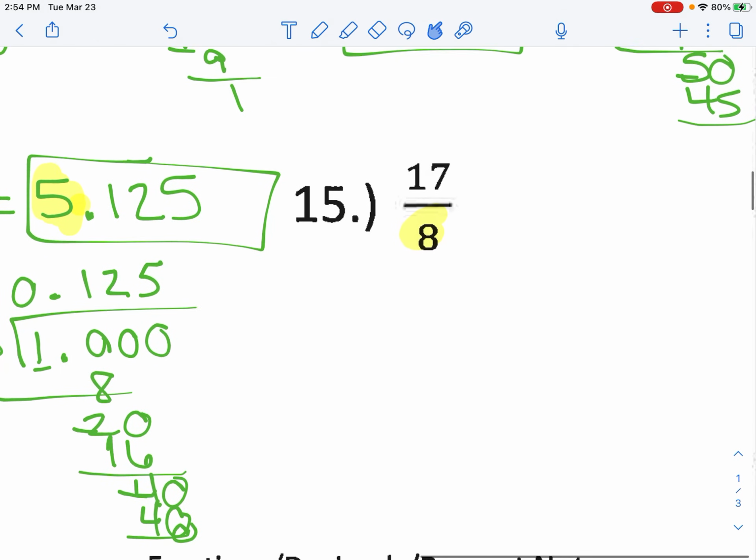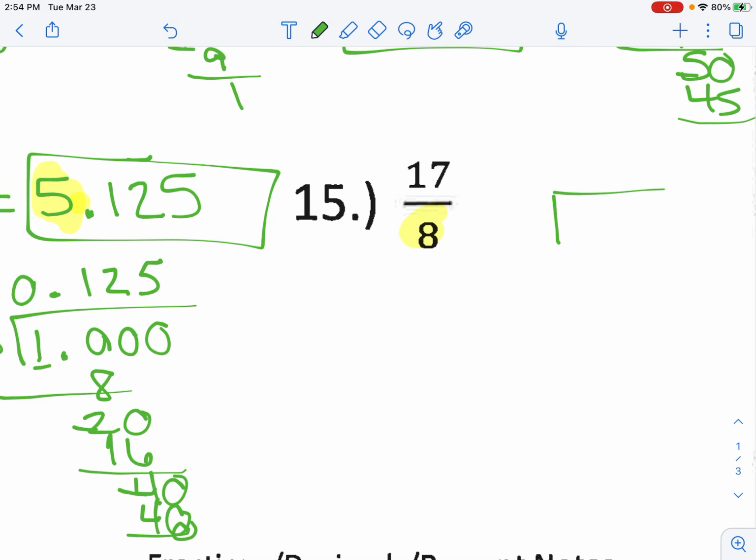Now this next one looks a little weird because it's improper, right? We're still going to do numerator divided by denominator, decimals with 3 zeros.